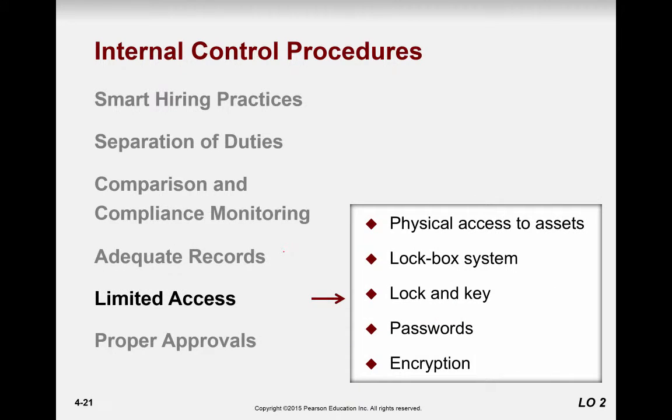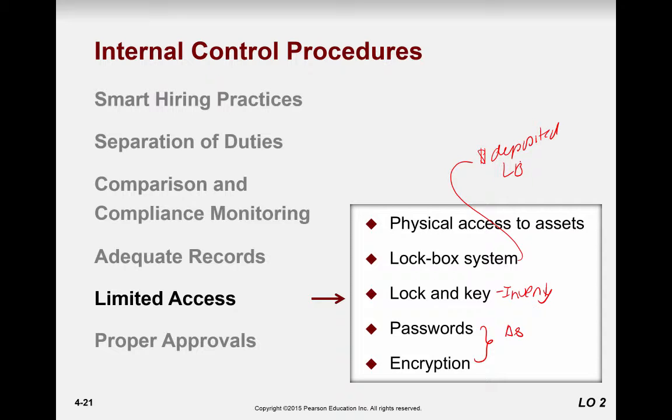Limited access, right? So you might not have access to all the assets. You might have inventory under lock and key. You might have mandatory password changes and encryption. A lockbox system is where the money is deposited directly into a lockbox. So what happens here is you might send it to this particular P.O. box address. That address is more like just a P.O. box.